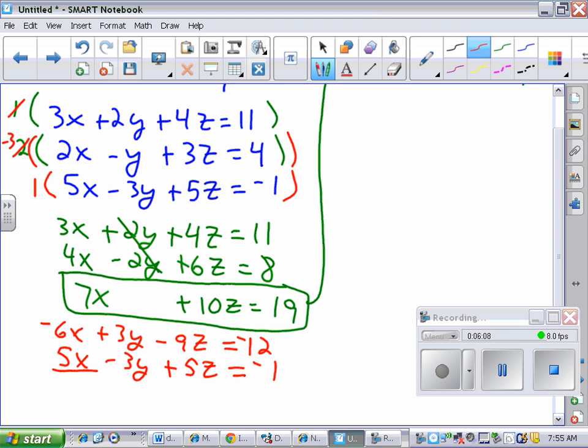Now I simply add those two equations together again. What do you get here? Come on. Bill.